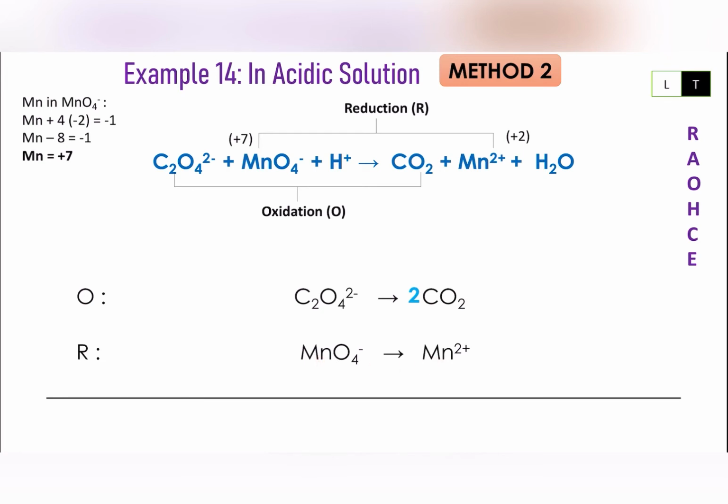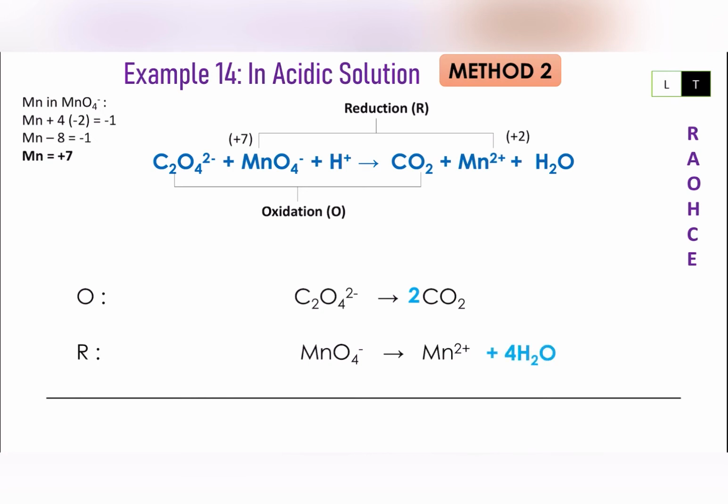Next step, I have to balance oxygen by adding H2O. You can see there are 4 oxygen atoms at the left side for oxidation, and you got 4 of it at the right side, so you don't have to do anything. Next one, you have 4 oxygen atoms at the left side for reduction, so you have to add 4 H2O.